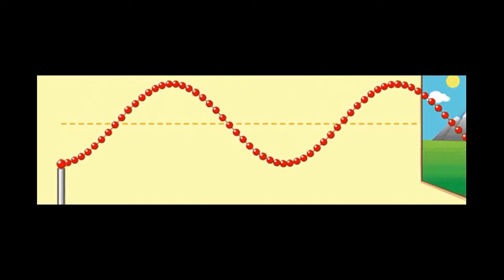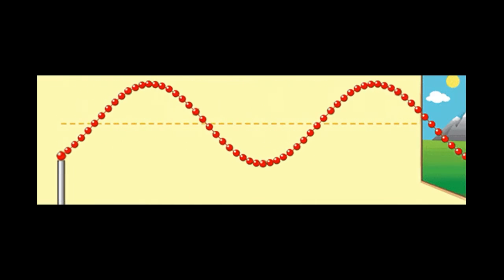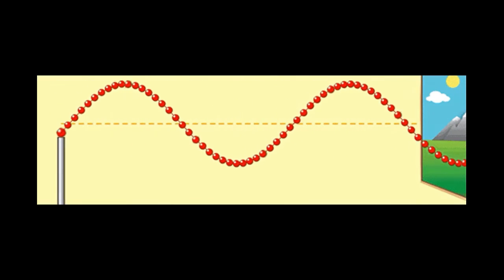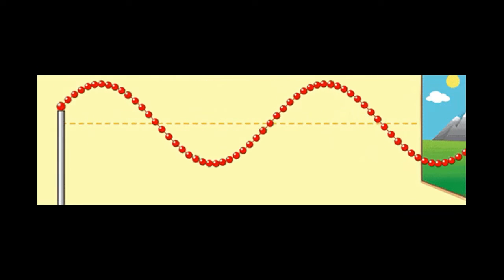And the direction of the propagation or the oscillation of this transverse wave is always opposite to the source of the wave.